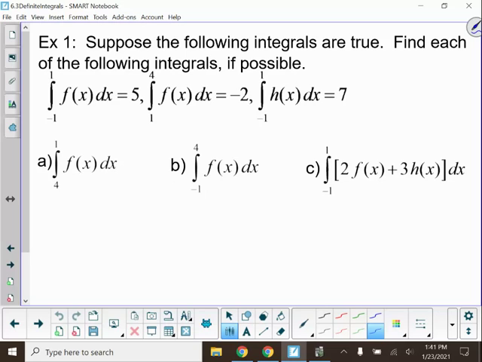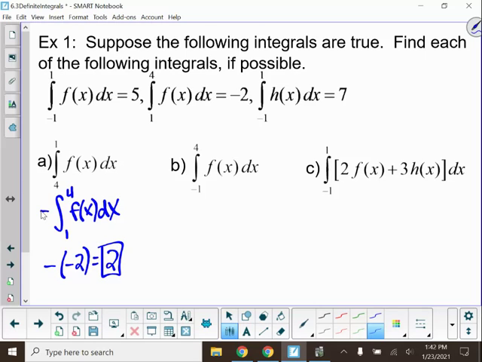So for part A, we are looking at the integral from 4 to 1 of f of x dx. Well, I noticed that my bounds don't go in the order that they're supposed to. Instead of going from 4 to 1, I need to go from 1 to 4. But to flip that, I have to put a negative out in front. So this is the negative of the integral from 1 to 4. Well, I know what the integral from 1 to 4 is of f. According to my beginning directions, that's -2. So this is going to be a negative -2, which is a positive 2.